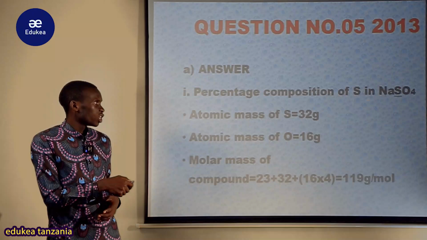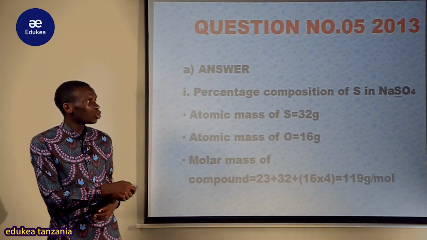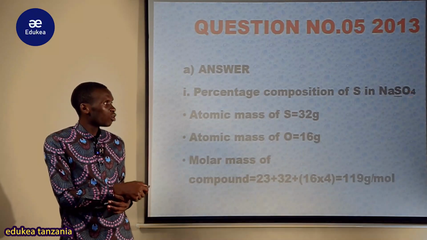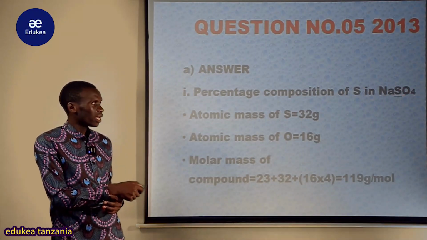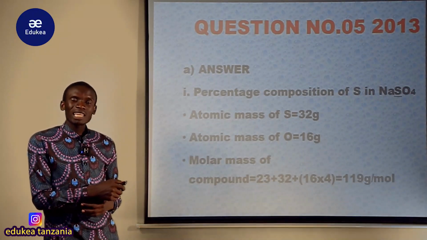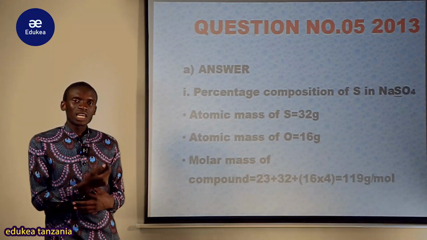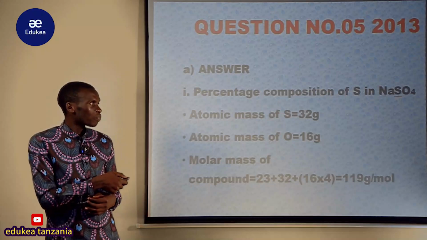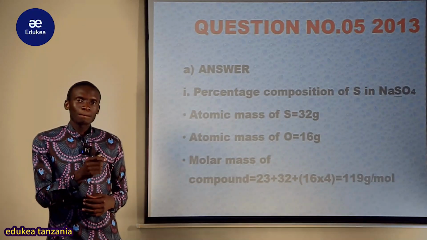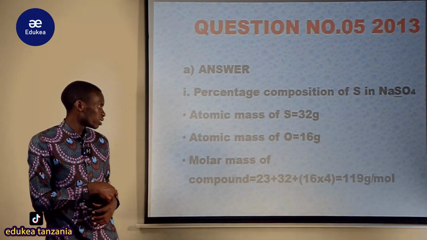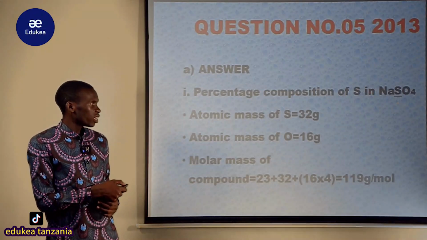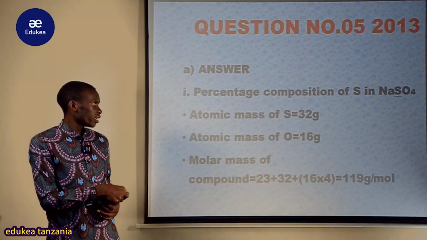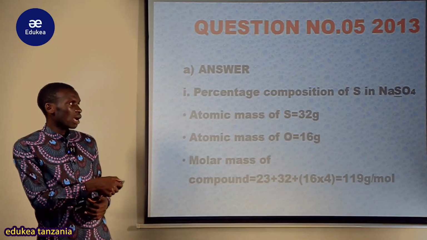Then the molar mass of a compound. Molar mass of this compound is equal to sum of atomic mass of all atoms present here. Kama zipo atom inafanana lakini ipo mara 2 utaizidisha. Kama ipo mara 3, mara 4, mara 5 utazidisha. So sum ya atomic mass hapa utapata molar mass ya ile compound. Then here you see molar mass of sodium is 23.